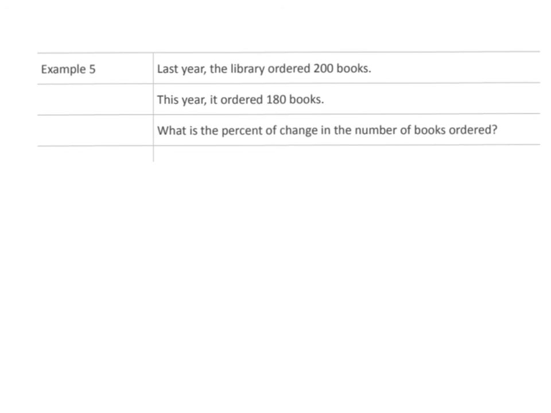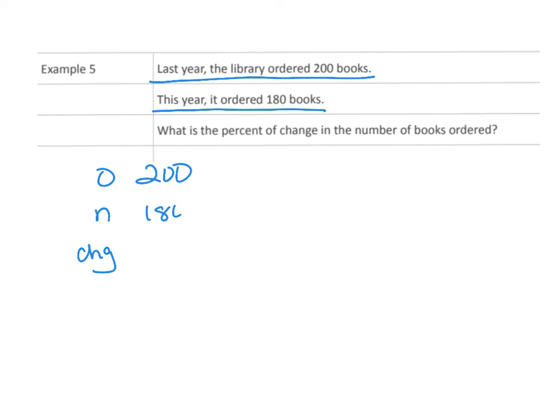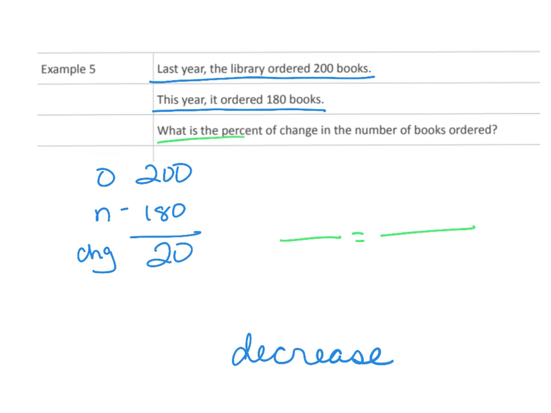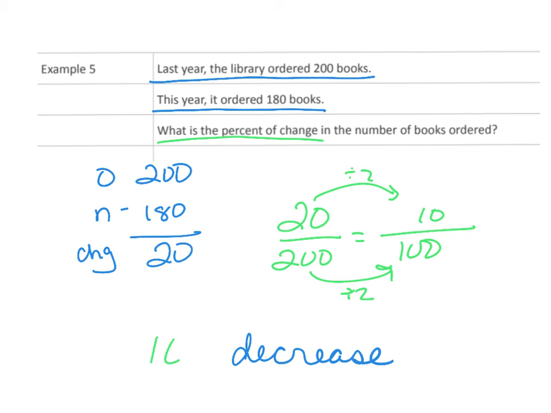Last one, okay? Original, new, and change. Last year, the library ordered 200 books. That's the original. This year, it ordered 180. Well, we know it's going to be a decrease because it went down. 200 minus 180, our change is 20. So we have to find what is the percent of change. Set up our proportion. The change is 20. The original was 200. Let's see, 200 divided by 2 gives me 100. 20 divided by 2 gives me 10. We got a 10% decrease.